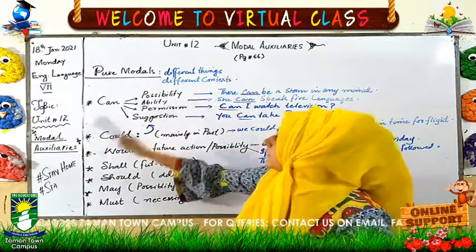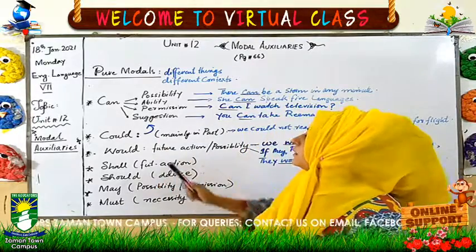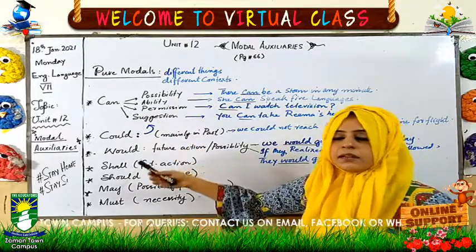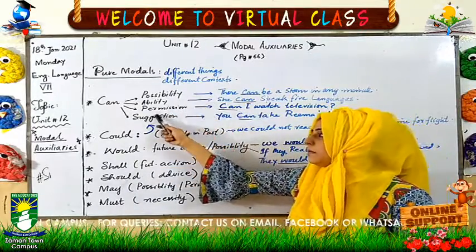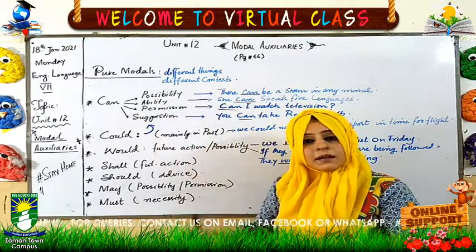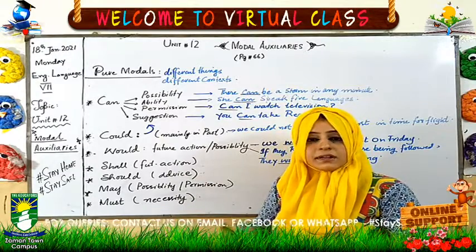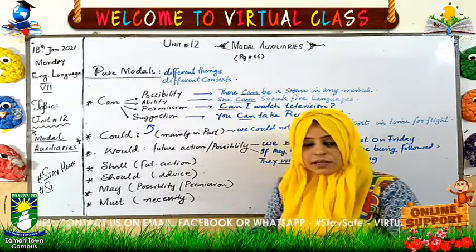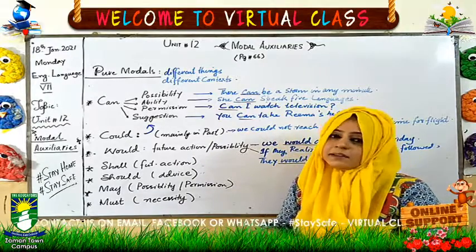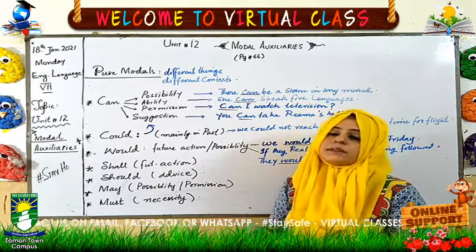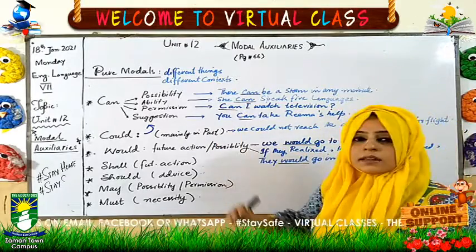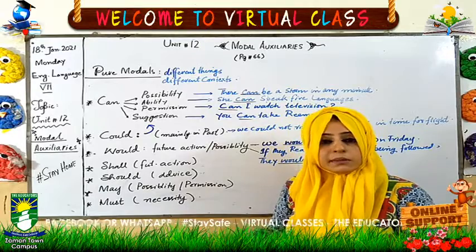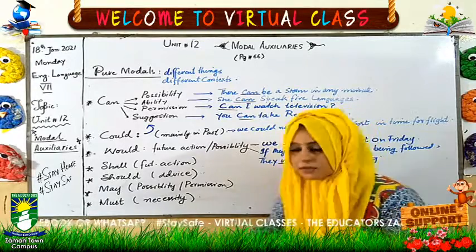Now, number one, the modal auxiliary can gives the meaning of possibility, ability, permission, suggestion. But the sentences are different, and the way it is used in the sentence is different. The word is the same, but it gives a different meaning according to the sentence. So now let's have examples of how the same word can be used in multiple ways in different situations, right?